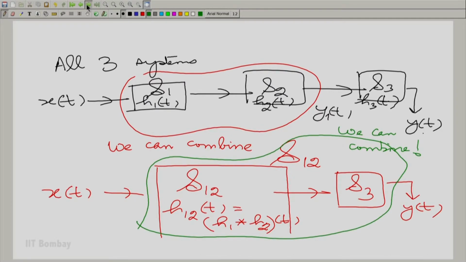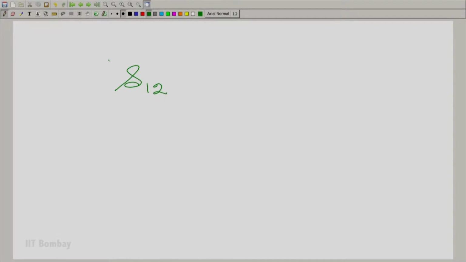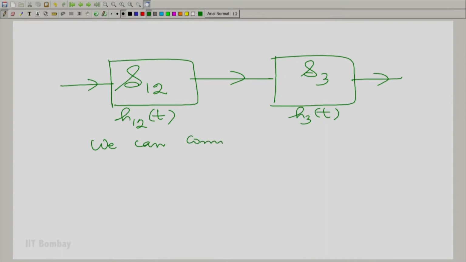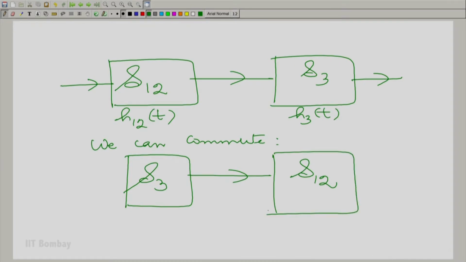So, we could have essentially S12 followed by S3, and here I have H12t as the impulse response, that is the convolution of H1, H2, and H3t as the impulse response. And we have seen before that we can commute. You see, we have two systems here, we have argued that we can commute. So, we could have S3 first and then S12, or S12 first and then S3. Both are equivalent. What is more is we can also make internal changes.